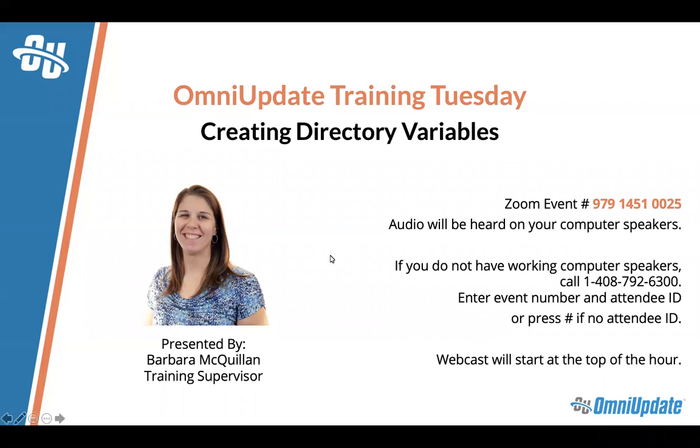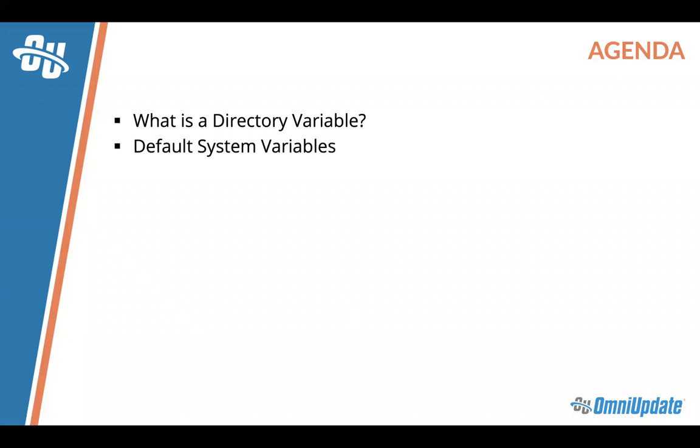So today we're going to be talking about directory variables. Our basic plan for today: we're going to start by talking about, well, what is a directory variable? We'll talk a little bit about the default system variables that already exist inside the OU Campus platform. And then we're going to talk about creating custom directory variables for your specific needs.